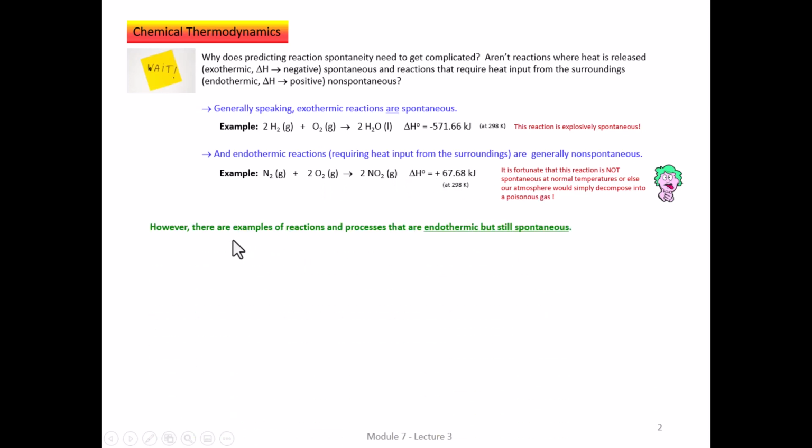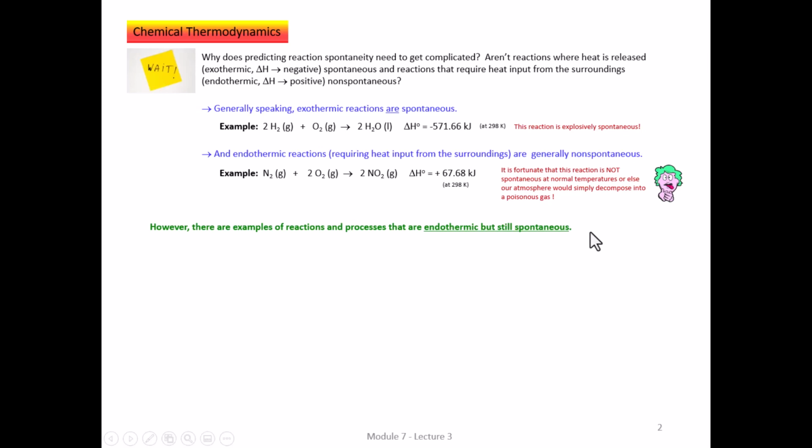However, there are examples of reactions and processes that are endothermic but still spontaneous. Again, there are examples of reactions and processes that require heat input from the surroundings. In other words, they're endothermic, but they still are spontaneous.